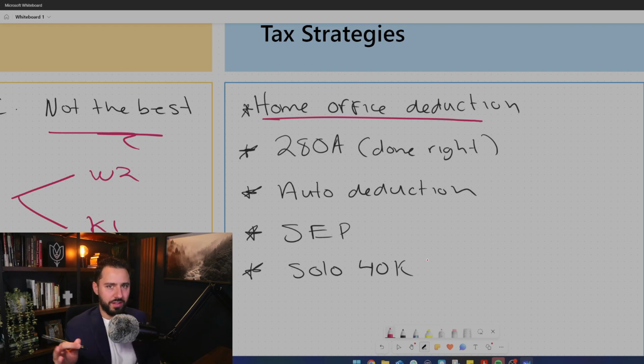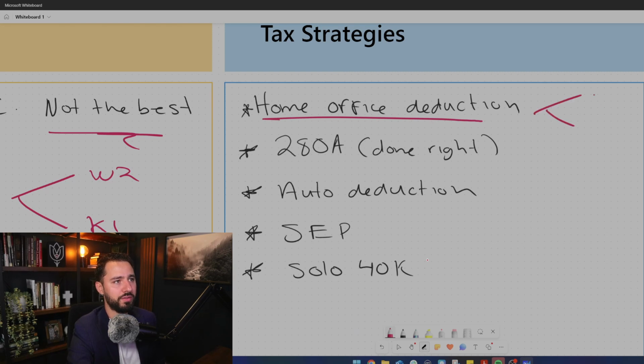The home office deduction is likely the most underused strategy out there. This is perfect for those who are content creators, who are making videos, who are using their house. You don't have to be a content creator. You can be a coach. You can have courses. You can do anything. But if you're using your home exclusively for business purposes, you can use two methods.